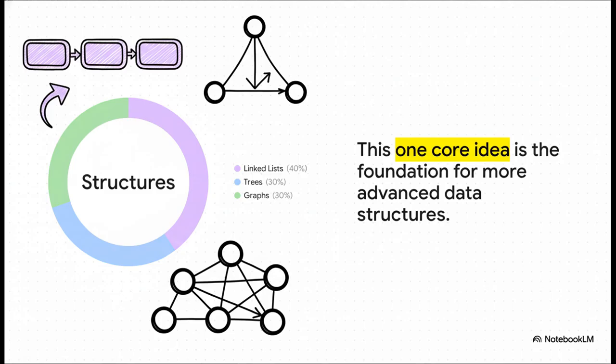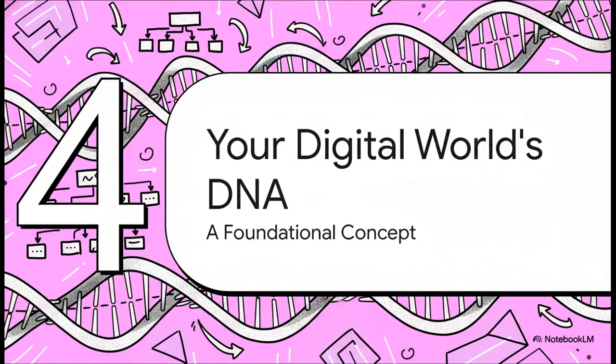This basic idea of a node pointing to another node is the foundation for way more complex structures. That chain we built, that's called a linked list. But what if a node could point to two other nodes? Well, then you get a tree, which is how your computer organizes files. And if nodes can point to many other nodes, you get a graph, which is what powers things like Google Maps and social networks. So when you zoom all the way out, you realize this isn't just some clever programming trick. It's really the fundamental DNA of how we organize information in the entire digital world.